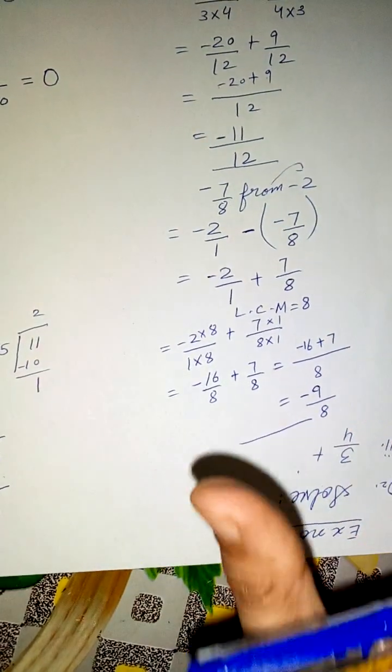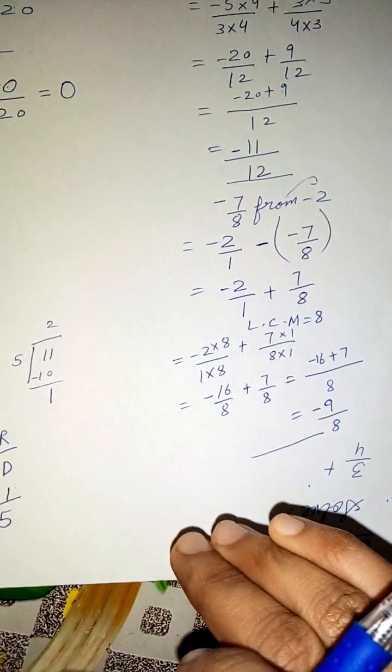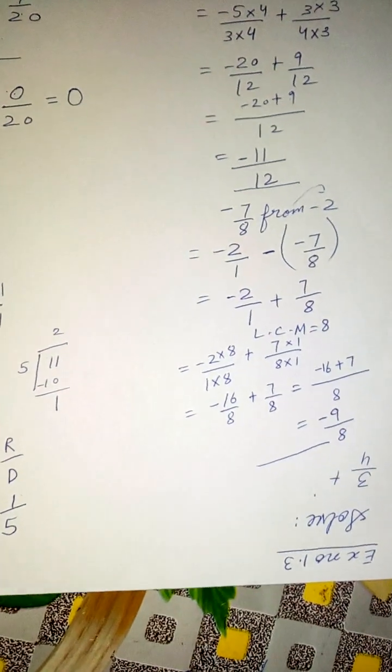So these are the subtraction with rational values and simplification of rational values. I hope you understand. Thank you.